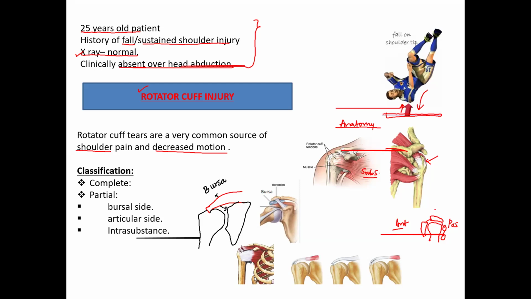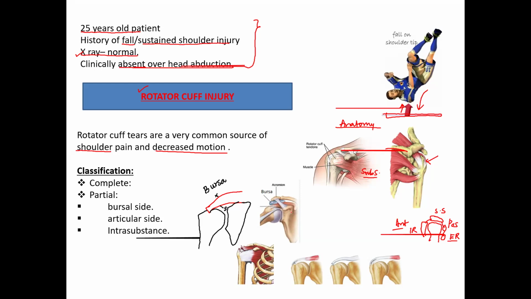Out of these, the supraspinatus is very important because it is responsible for abduction, whereas the anterior muscles are responsible for internal rotation, and the posterior muscles are important for external rotation. The supraspinatus is mainly responsible for abduction. So these four rotator cuff muscles you need to remember.